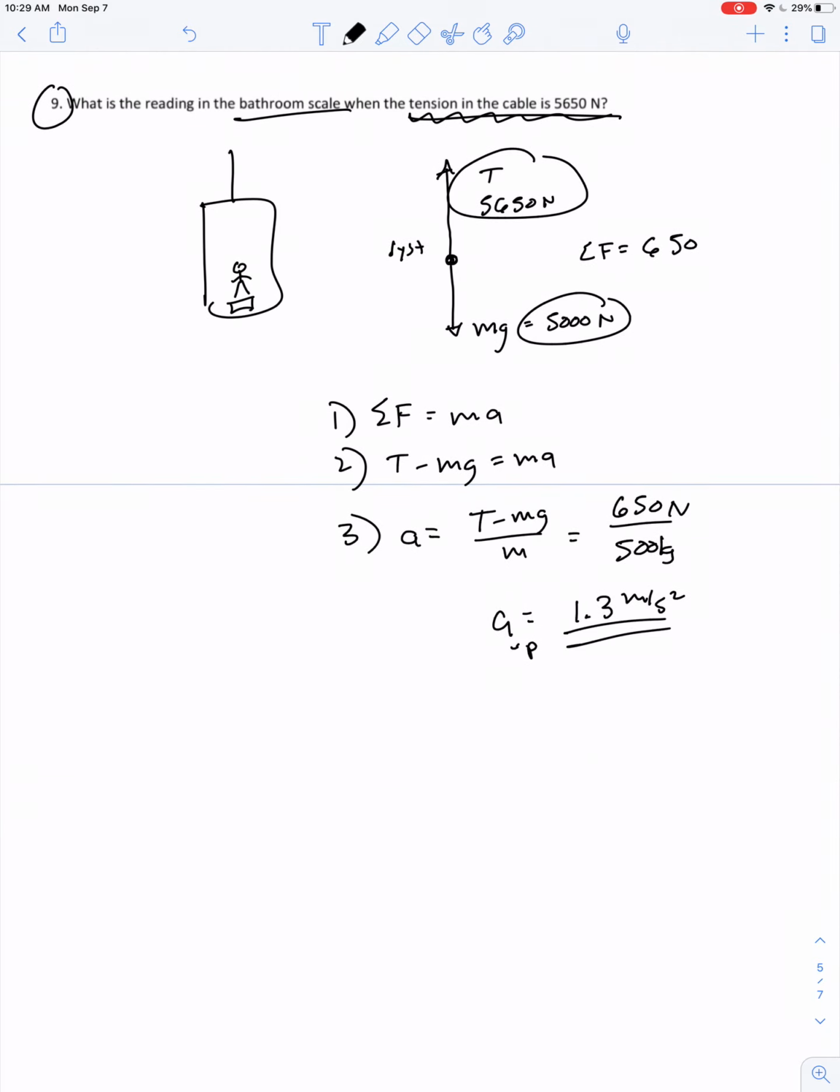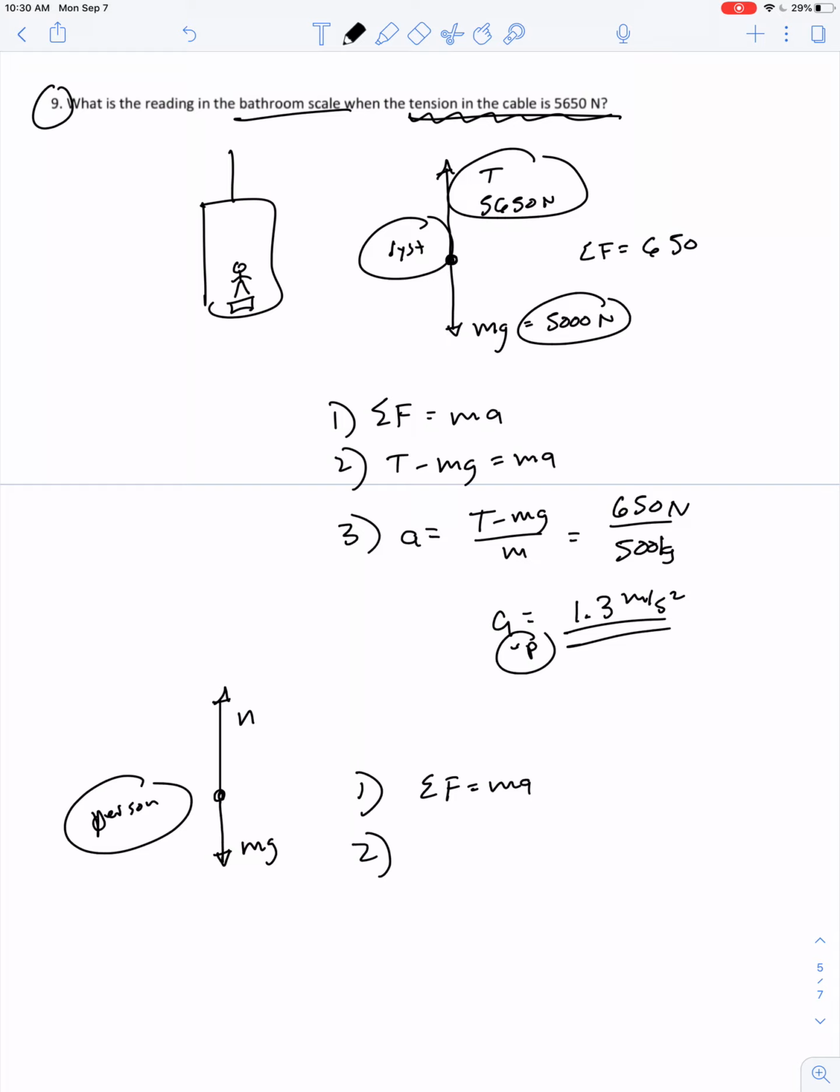So now that we know the acceleration value, then let's make a different free body diagram. Instead of making it for the whole system, let's make the free body diagram for the person once again. So the only way the acceleration could be upward is if the contact force from the bathroom scale is greater than the weight of the person. So net force equals ma. As far as the person goes, the net force is the difference between the scale reading and the weight of the passenger. And so if we're trying to find what the scale reads, we're solving for n, and it's equal to m times the quantity a plus g.